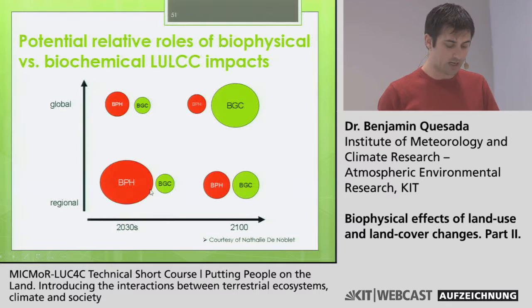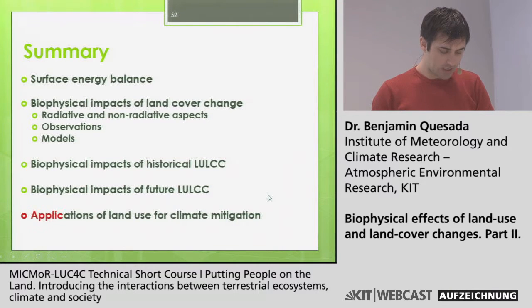The land use is dominating, in some cases, the warming trend due to CO2. But in future, the biogeochemical effects remain stronger. But for regional study, it's still as important as biogeochemical impacts for the future. I will show now some more specific decisions of land use change for climate mitigation.